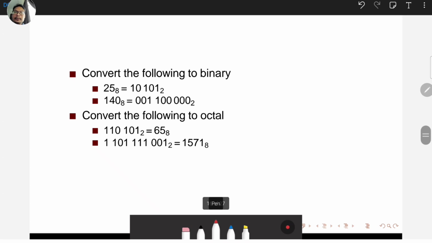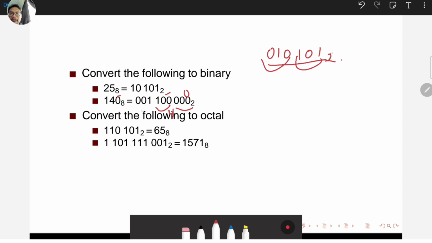Let's see some examples here. 25 base 8. How do you represent it in binary? We break it up: 5 is 101, and then 2 is 010. So that's why we have 10101 base 2. So break up into 2 parts. Next, 140 base 8. Here is your 0, here is your 4, and here is your 1. So 140 base 8.